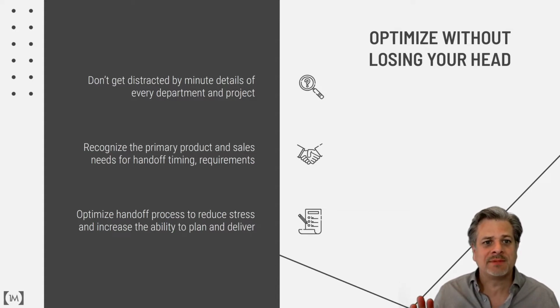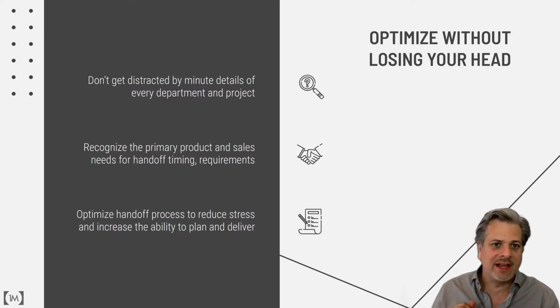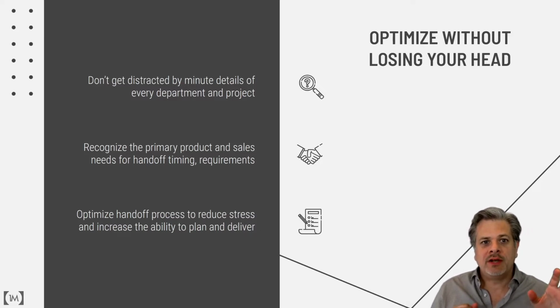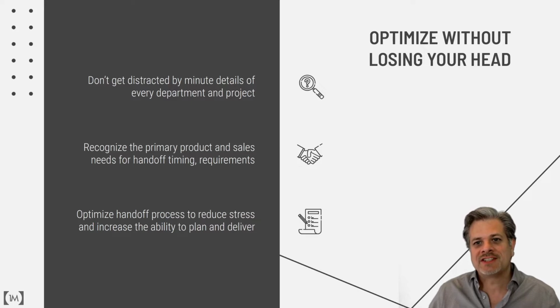So, three quick steps here. Don't get distracted by the minute details of every department and project. When you're trying to optimize the organization, don't drill down into some finite level of detail that's in one aspect or one corner of the company. Second, we want to recognize where the primary product and sales or marketing handoff timing requirements are. That's a critical piece because if you get that wrong, you have a failed launch. And then thirdly, optimize the handoff process to reduce the stress and increase the ability to plan and deliver.